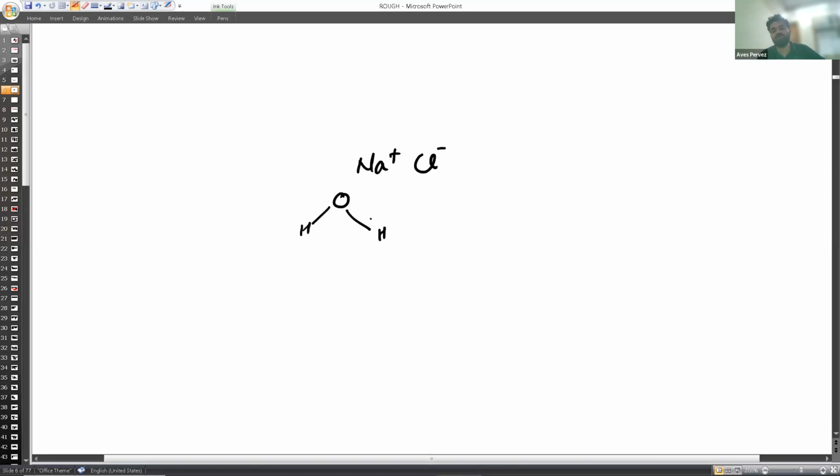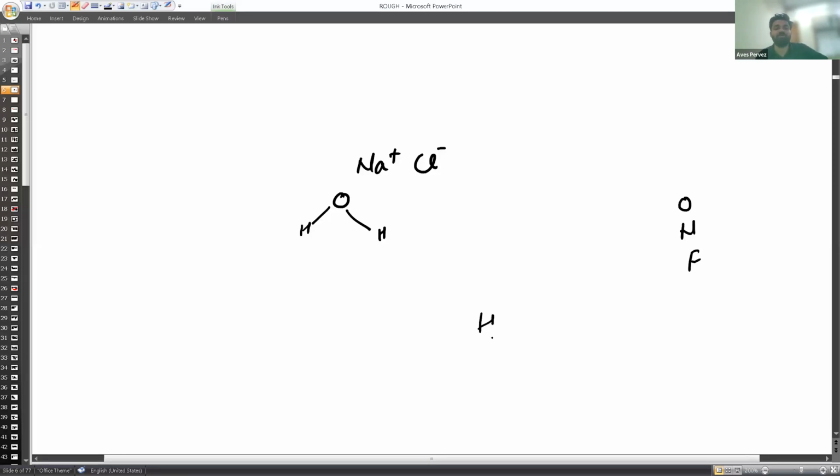This oxygen will attract the bonded pair of electrons because oxygen is a very strongly electronegative element. Some elements in chemistry are very electronegative in nature. What does it mean? It means that when they are making a bond, they attract the bonded pair of electrons towards themselves. For example, nitrogen, oxygen and fluorine are highly electronegative elements. So when they make bonds with other elements, they attract the bonded pair of electrons toward themselves.